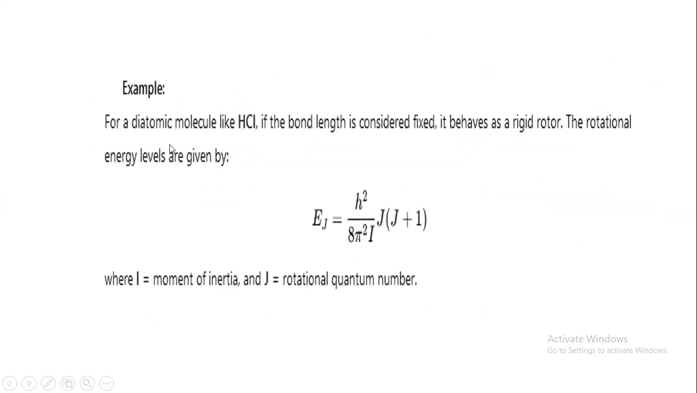For example, a diatomic molecule like hydrochloric acid, if the bond length is considered fixed, behaves as a rigid rotor. Rotational energy levels are given by E_J = h²/(8π²I) J(J+1), where I is the moment of inertia and J is the rotational quantum number.